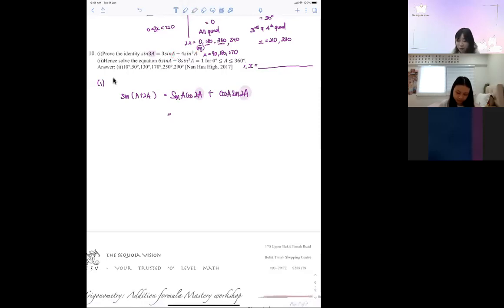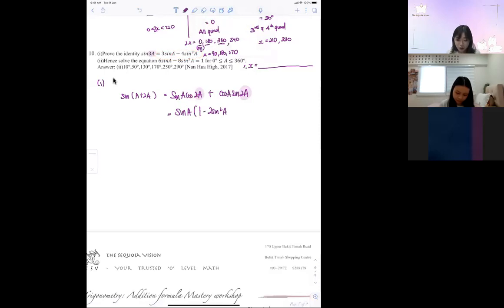How to change 2A to A? We use the double angle formula, right? So we want to make the trigo the same as well. You could change to 1 minus 2 sine squared or 2 cosine squared minus 1. No, we change to sine because everything must be in sine. So we change to 1 minus 2 sine squared A.